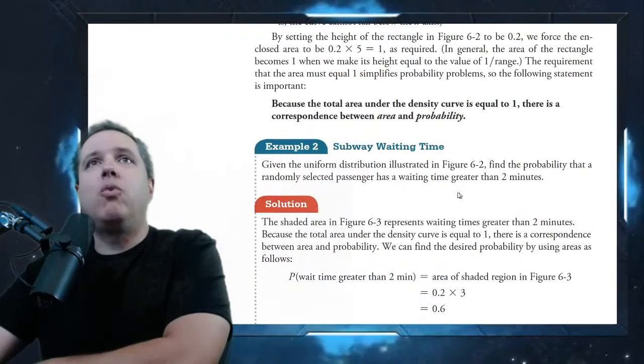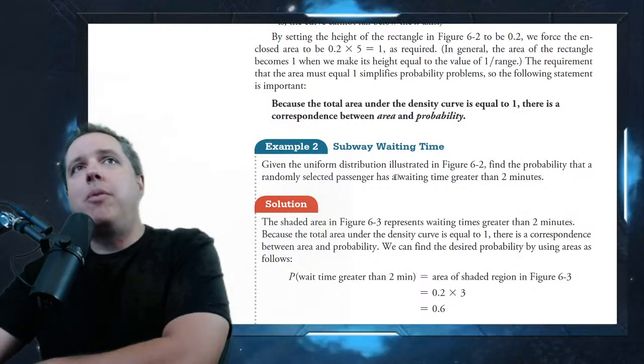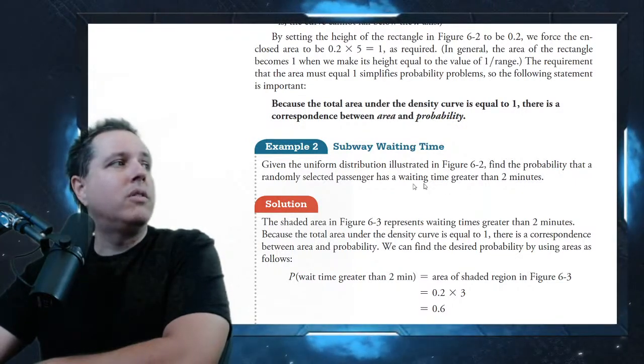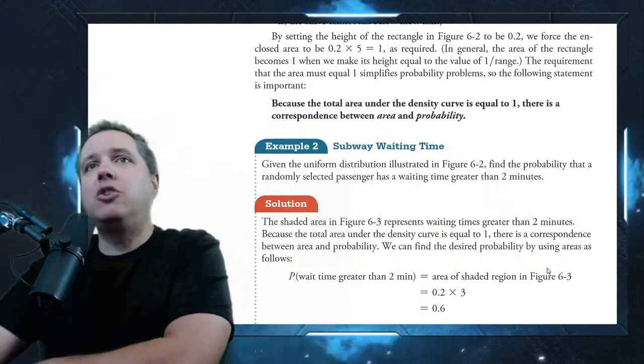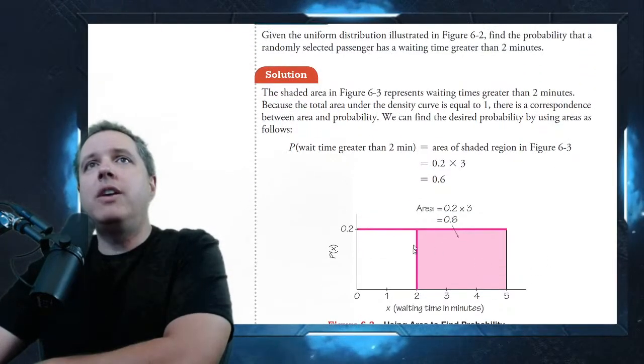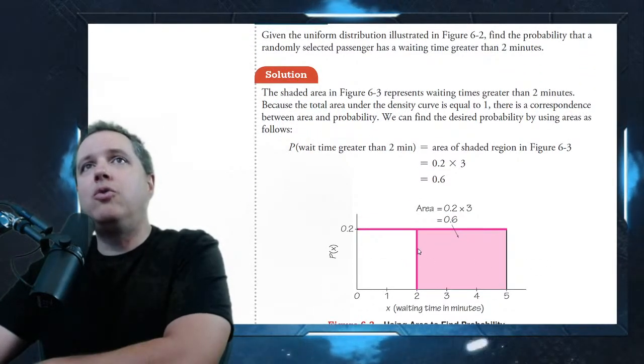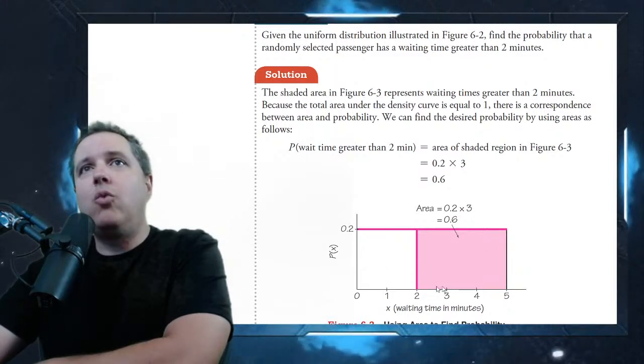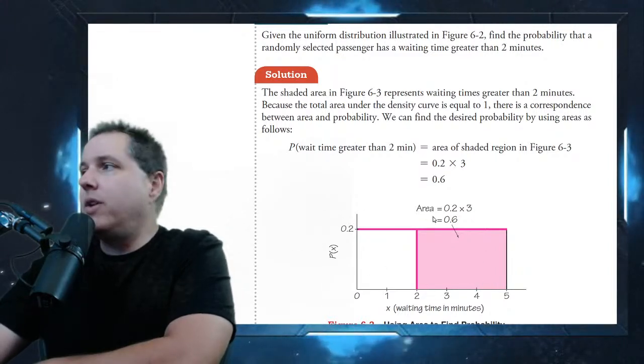So they're asking us, find the probability that a randomly selected passenger has a waiting time greater than 2 minutes. All right, so you would find the area from 2 to 5, and since it has a height of 0.2 and a width of 3, that gives us 0.6.